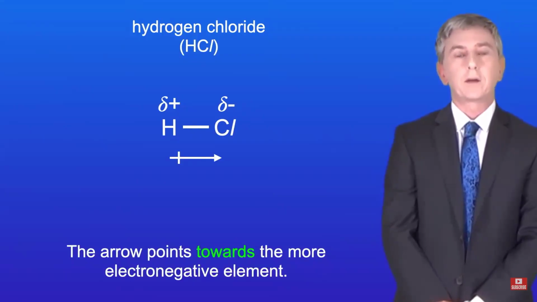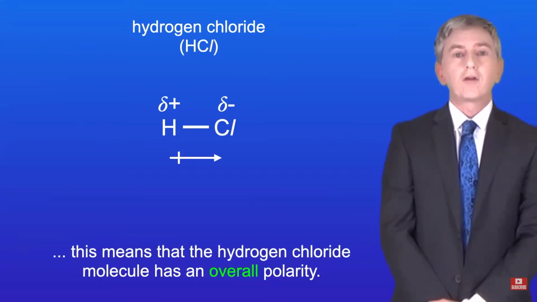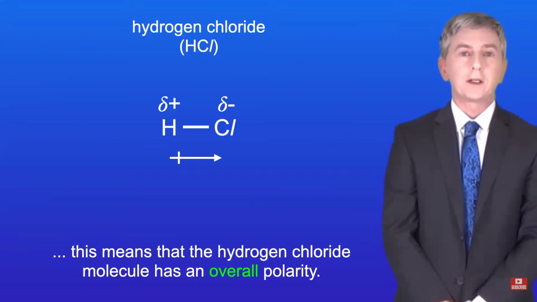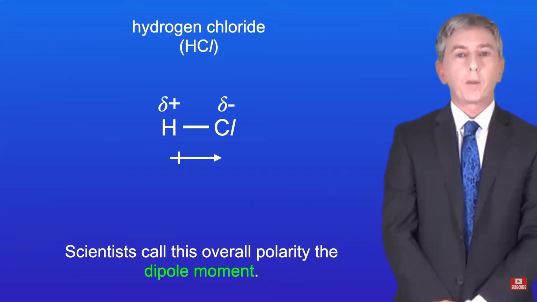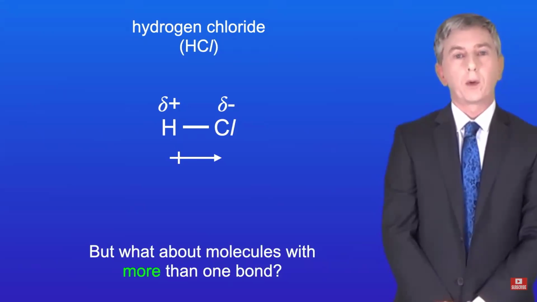Now, because hydrogen chloride only has one bond, and that bond is polar, this means that the hydrogen chloride molecule has an overall polarity. Scientists call this overall polarity the dipole moment. But what about molecules with more than one bond?